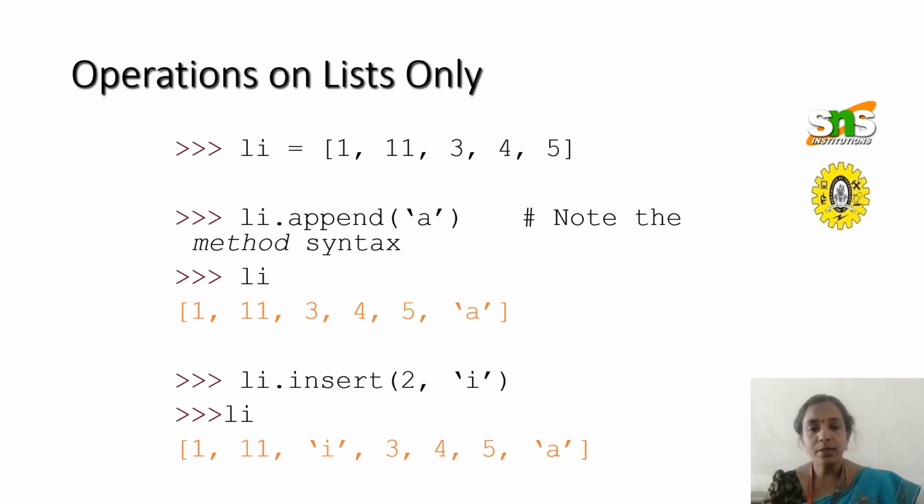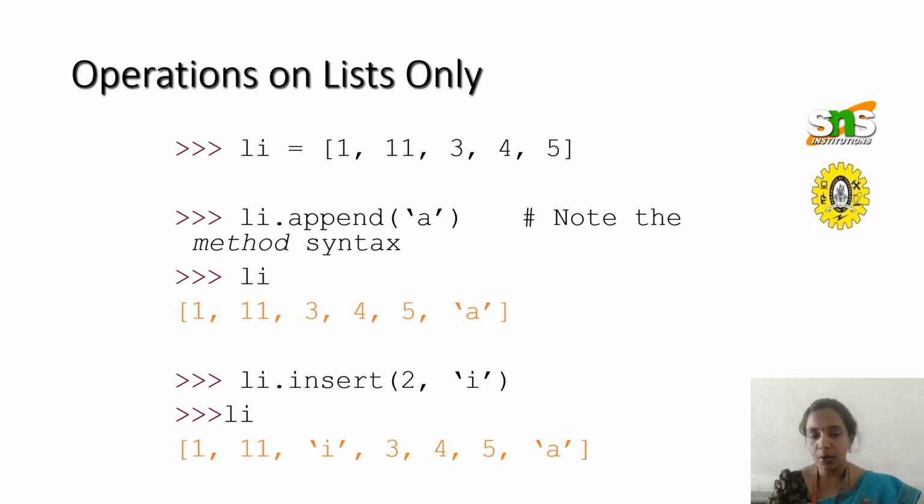Now, operations on list only. Li is given, so the list is given. Li dot append. If we want to include a data item, character, or element in the list, of course I can do it, because tuples are not editable or mutable, but lists are mutable. How can I insert? This is nothing but append. We have a command called li.append of A. A is a character which I have to append. It will get appended at the end of the list.